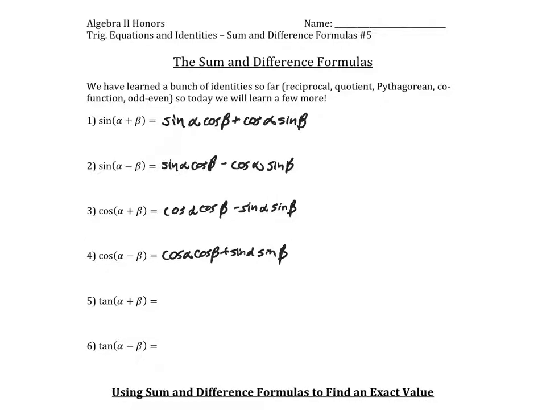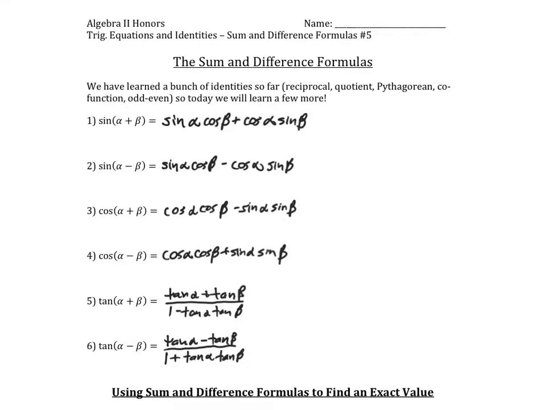And then tangent of alpha plus beta, this is kind of the crazy one, is the same thing as tangent of alpha plus tangent of beta, all over 1 minus tangent alpha tangent beta. And then tangent alpha minus beta, pretty similar as you can guess, is tangent alpha minus tangent beta all over 1 plus tangent alpha tangent beta. Okay, so those are the six. I know you have them. You don't need to memorize them, but I just wanted to quickly run through them with you again and give you a sense of what they mean.